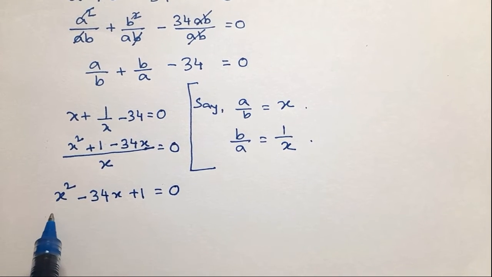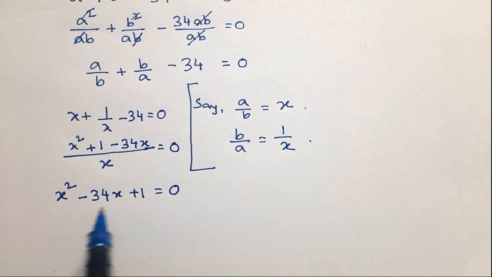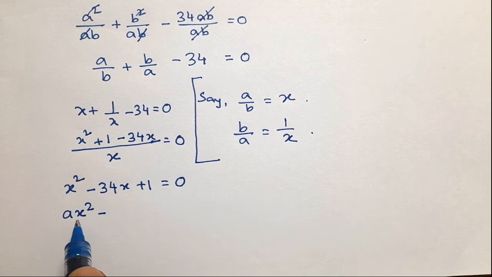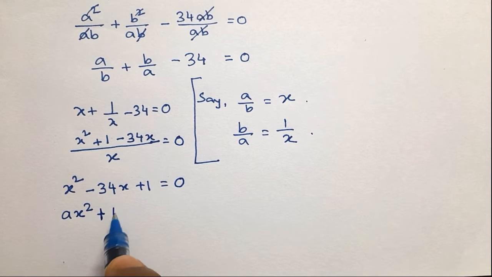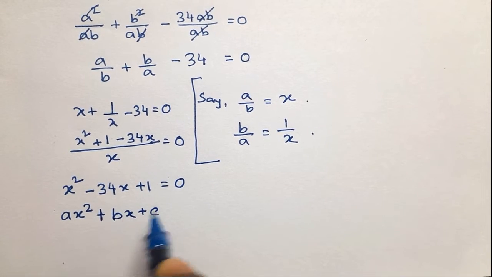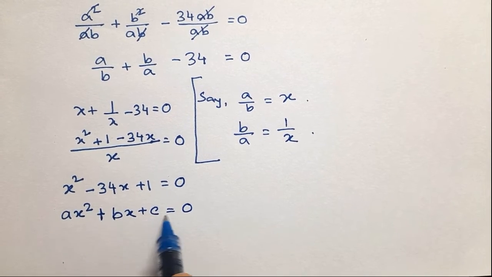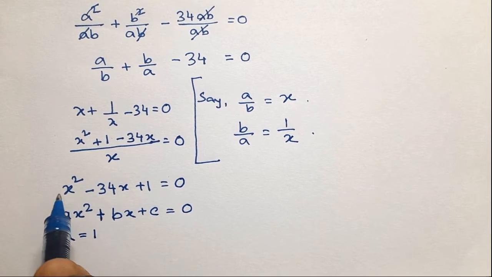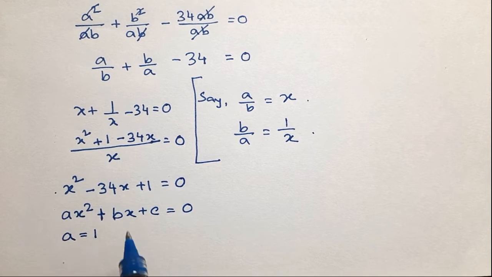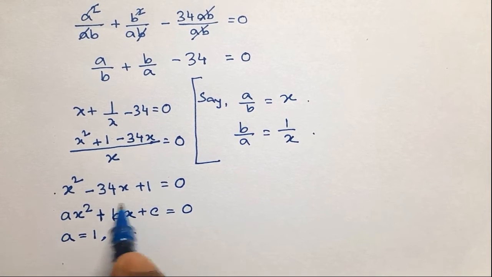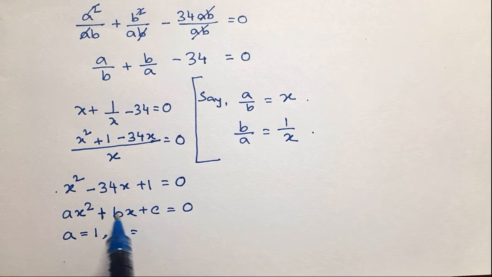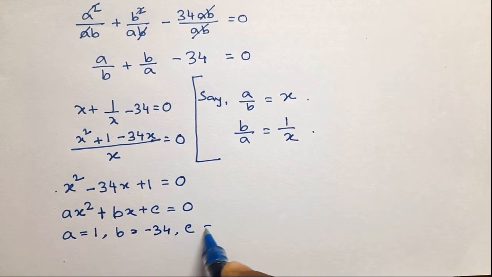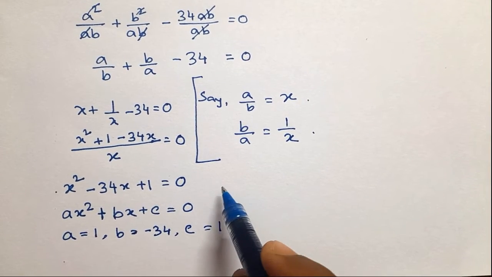So here we have got a quadratic equation x square minus 34x plus 1 is equal to 0, which is resembling ax square plus bx plus c is equal to 0, which is the general form of a quadratic equation, where we can write a is equal to 1 because the coefficient of x square is 1 here, and b is equal to minus 34 because the coefficient of x is minus 34 here, and c is equal to 1.